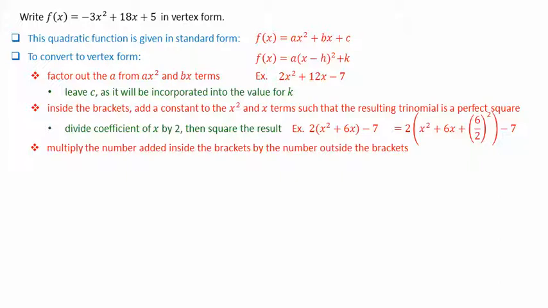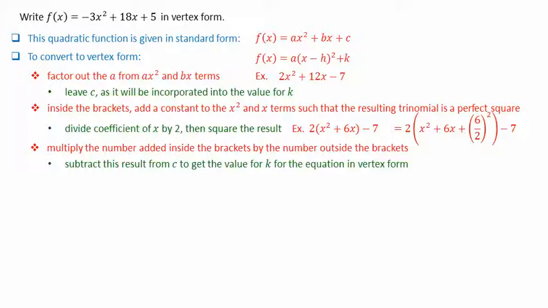We're actually not really just adding 9 here. We're adding 9 times 2, which is 18. That means outside the brackets, we will have to subtract 18 to compensate for adding 18. We can then write the expression inside the brackets as a perfect square, in this case x plus 3 all squared. We also then combine the negative 7 and the negative 18 to give minus 25.